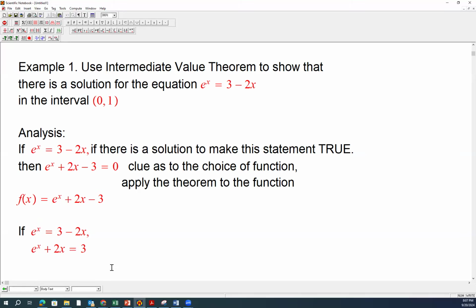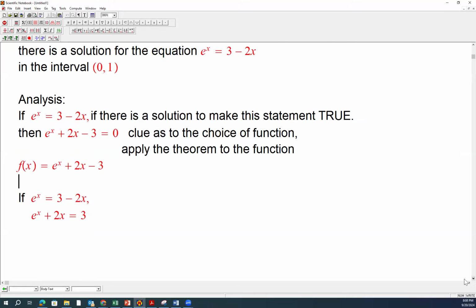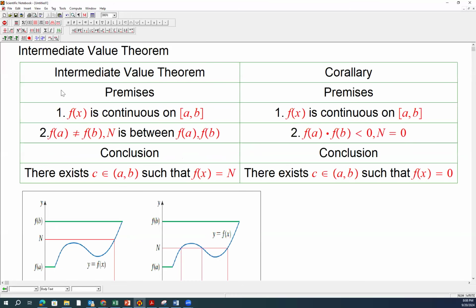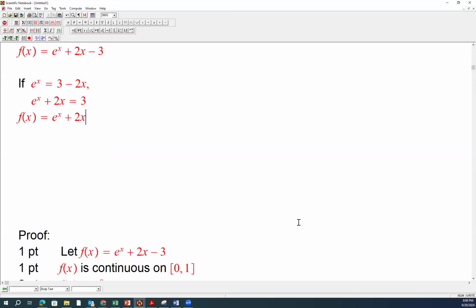Okay? And in the second case, I can choose the function to be f of x equals e to the power x plus 2x, right? But this time, I'm going to have to use the intermediate value theorem. I cannot be using the corollary. All right? Okay, so let's see, we use the first way to do it.